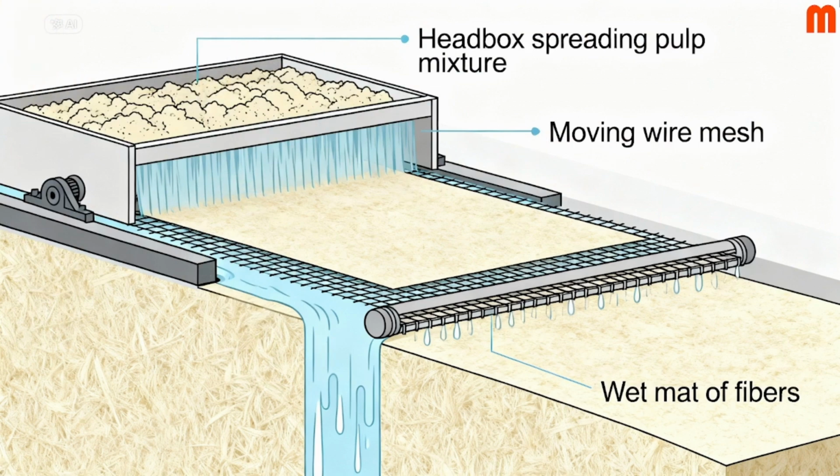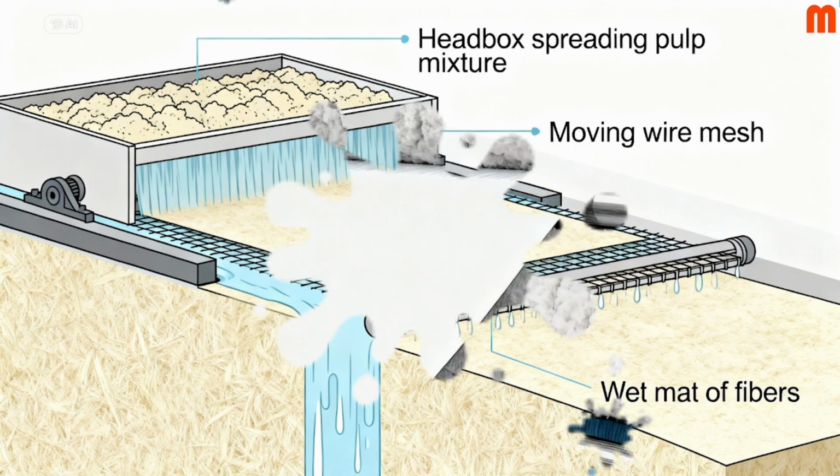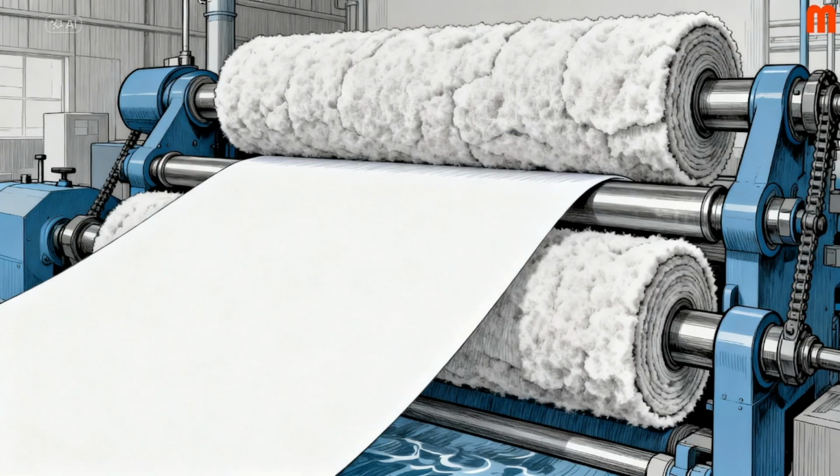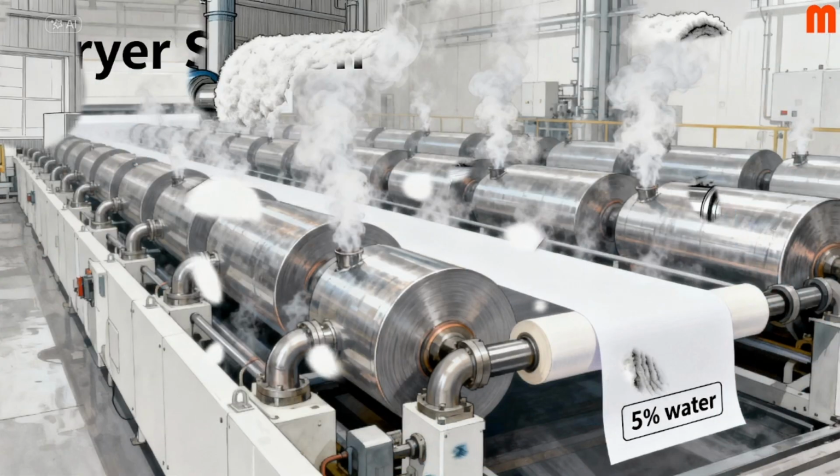2. The wire section. The slurry lands on a moving wire mesh. Water drains through it, leaving a wet mat of fibers, the first form of actual paper. 3. The press section. The sheet passes between massive rollers wrapped in absorbent felts. Pressure removes more water, strengthens the sheet, and smooths its surface.